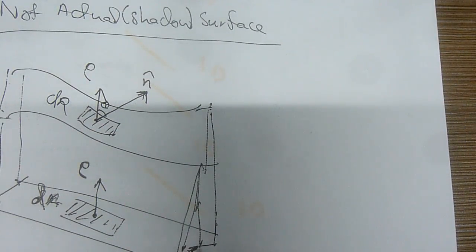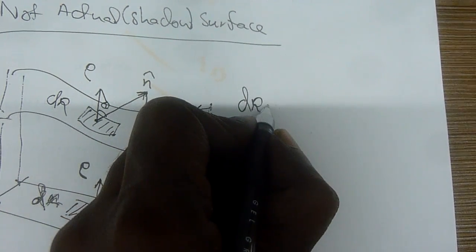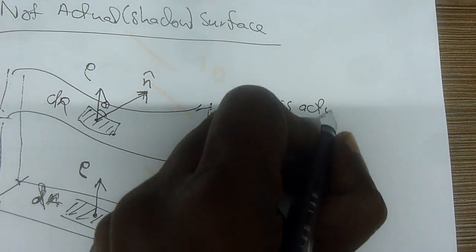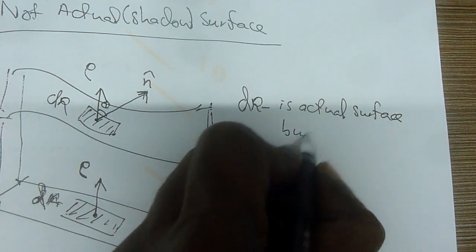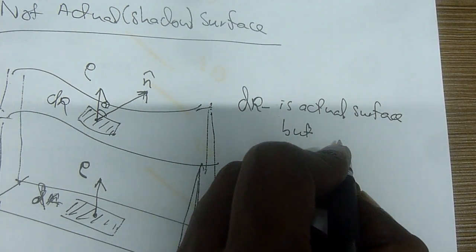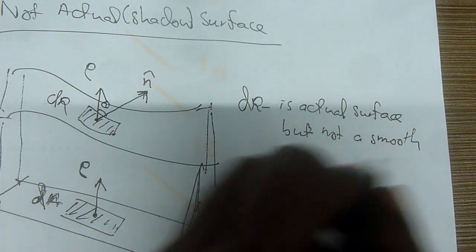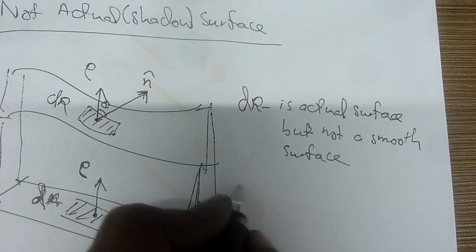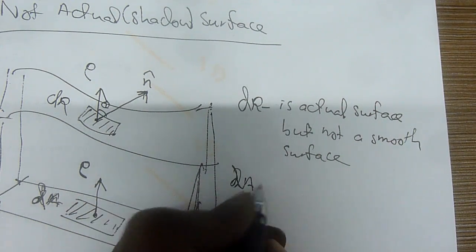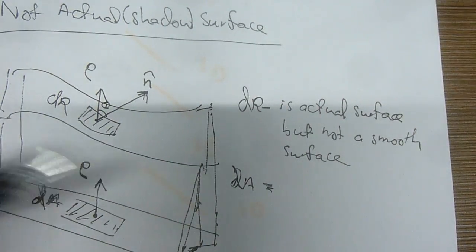But which one is actual here? Suppose this is not actual. I cannot say this is dA, but I just write it first. The dr is the actual surface, but not a smooth surface. What about dA? dA is a shadow.